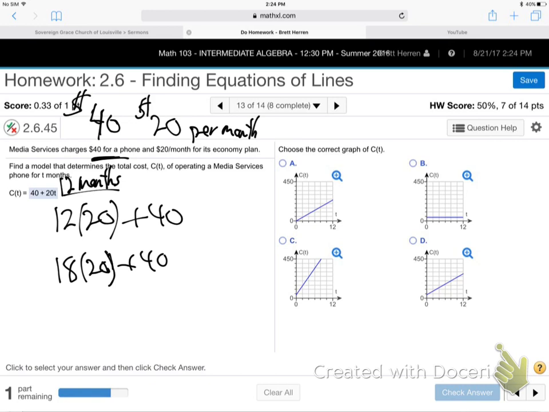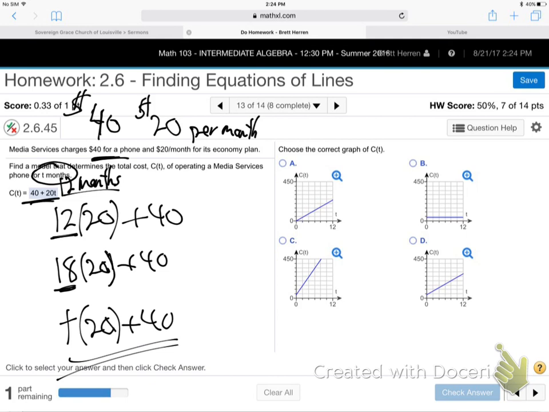So instead, what if we do it for, see what they said? T months. So just do with the T what you did with the 12 or the 18. It's the same thing. T's just you don't know the number. So what do you do with the T? Times the 20, add the 40. That's it. That's the formula. I put the 40 first, but it doesn't matter. It's the same. The order of adding never matters, right?